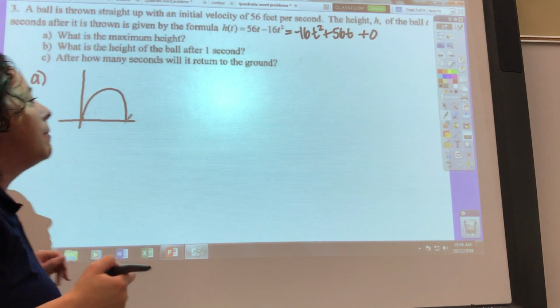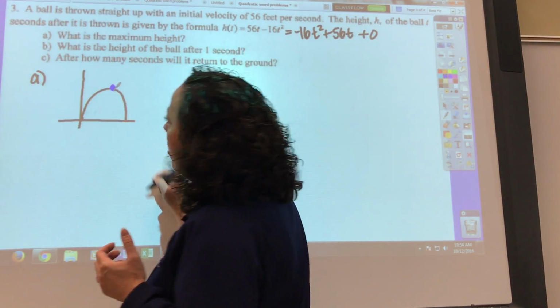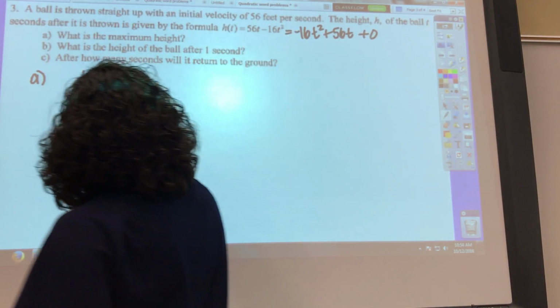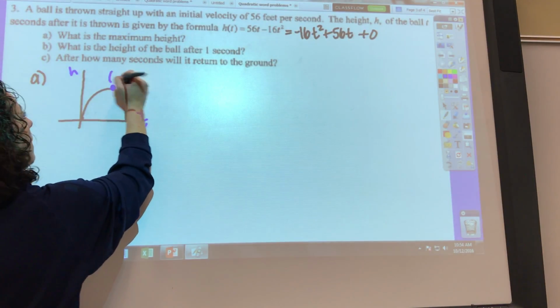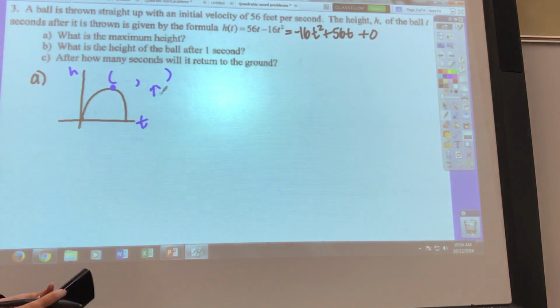And it wants the maximum height. So what do we want? We want this point right here. That's what we want. We want the maximum height. Now this is the T axis, or X as you're used to. This is H or Y, but we're going to get an ordered pair here. We want the Y value, or the height value, because it wants the maximum height.